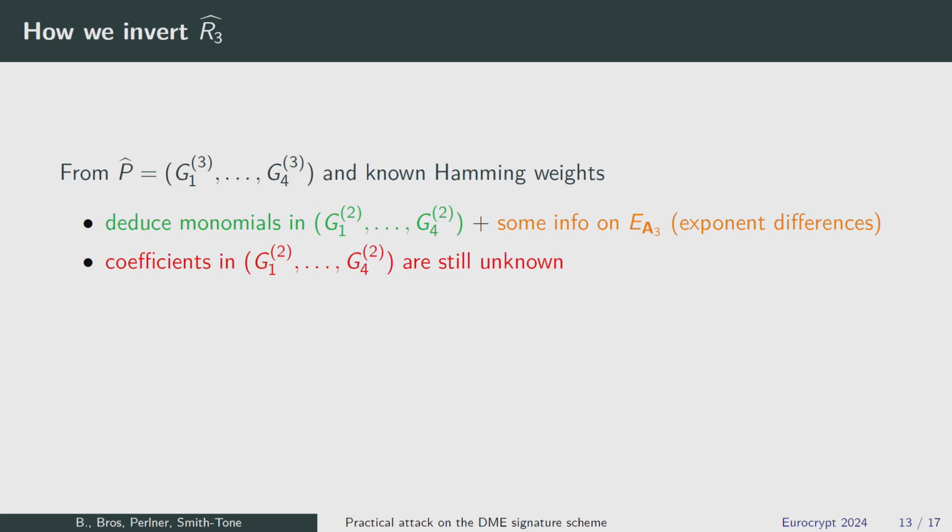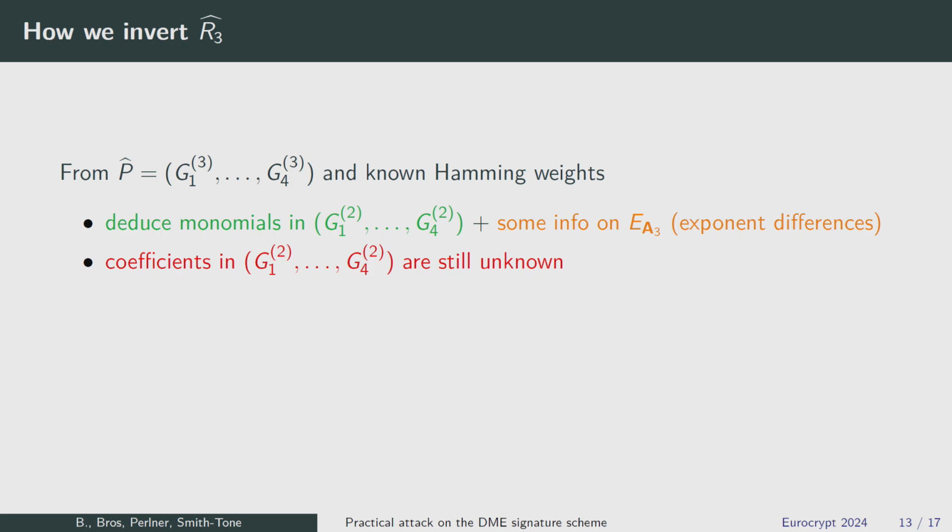So based on that, our strategy was the following. We start from the Hamming weights that we have found by this analysis and the public key. And by doing so, we can easily deduce the monomials which are present in the state before applying the last round. So here there is no cost, it's just a formal analysis. And by doing so, we can also obtain some partial information on the last exponential maps.